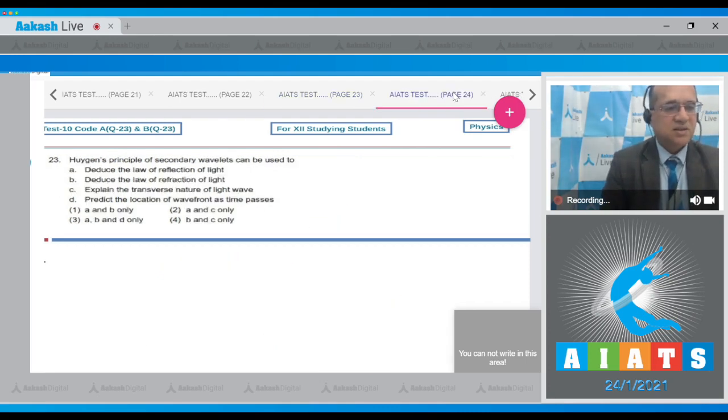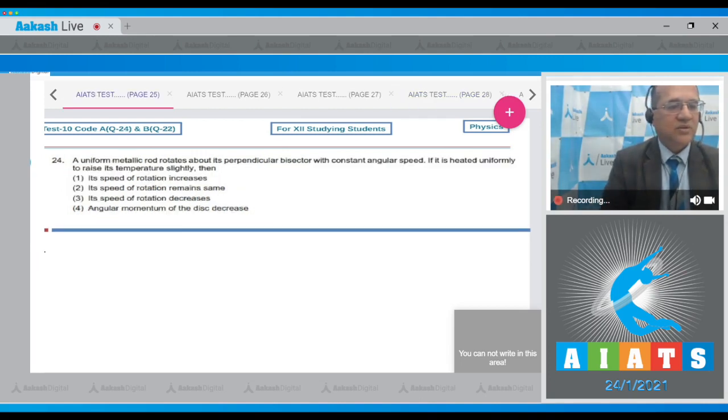Question number 23: Huygens' principle of secondary wavelets can be used to deduce the law of reflection of light, deduce the law of refraction of light, explain the transverse nature of light waves, and predict the location of a wavefront as time passes. Now dear student, it's a geometrical construction, so this is a true statement. And deduce the law of refraction and reflection you have read, but Huygens thought it is a longitudinal wave. So the third, option C, is the wrong option. So your answer goes to ABD. Therefore the answer to this question is 3.